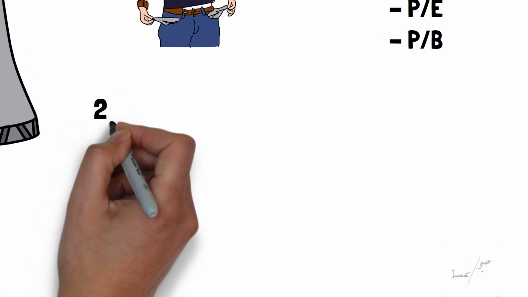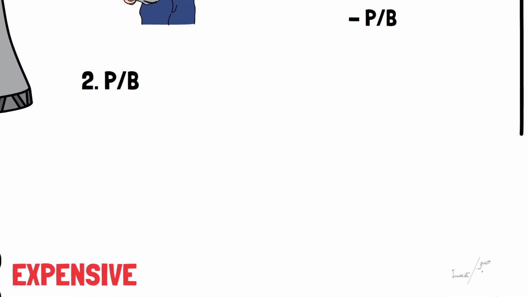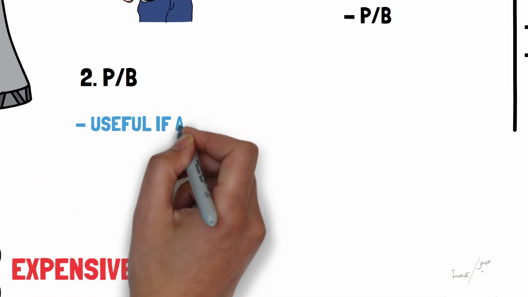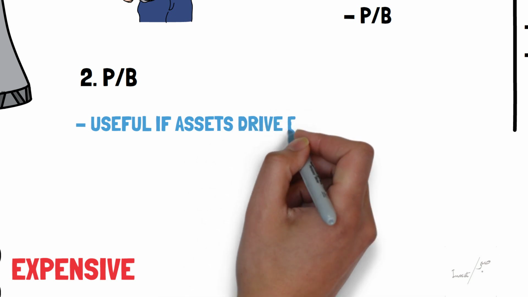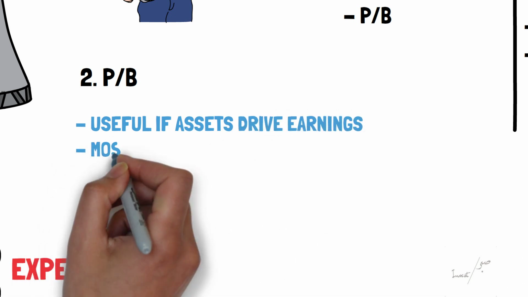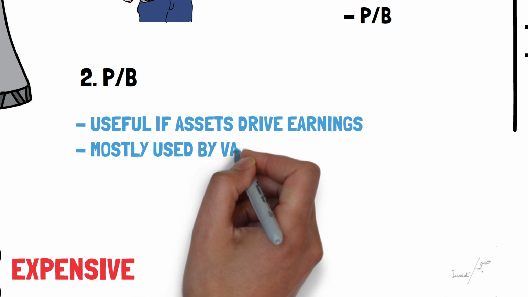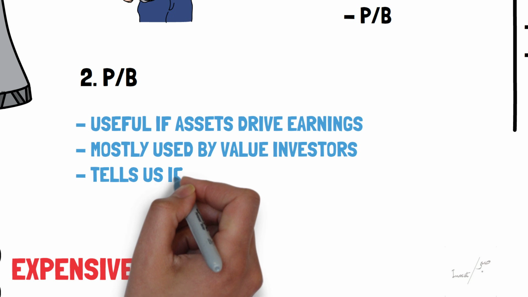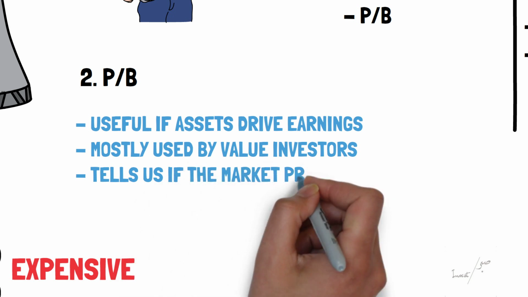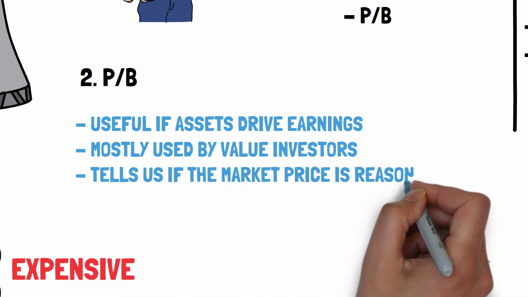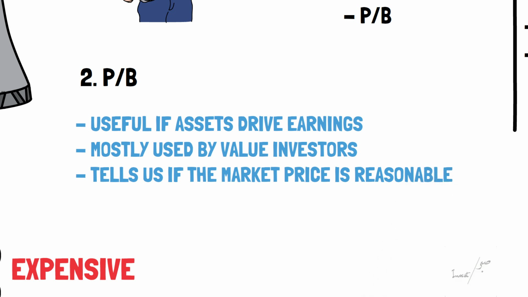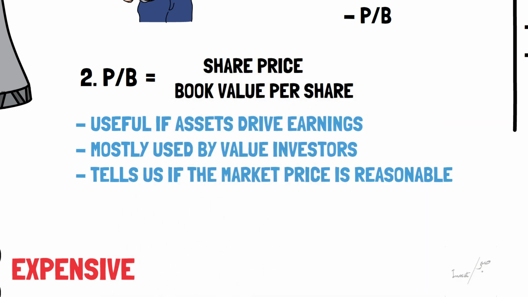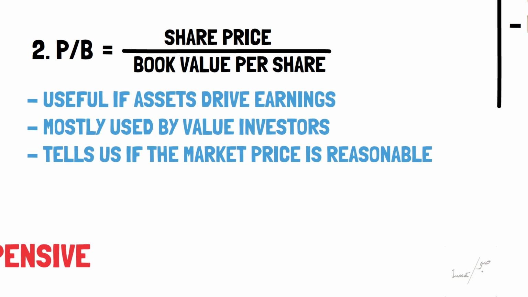So number 2 is the price to book ratio. This is useful if assets primarily drive earnings, like the finance sector. The price to book ratio shows the value given by the market for each dollar of the company's net worth and is mostly used by value investors. The ratio can tell us if the market price of a company is reasonable compared to its balance sheet. It is computed by taking the share price and dividing it by book value per share. You get book value per share by taking the equity and dividing it by the number of shares outstanding.